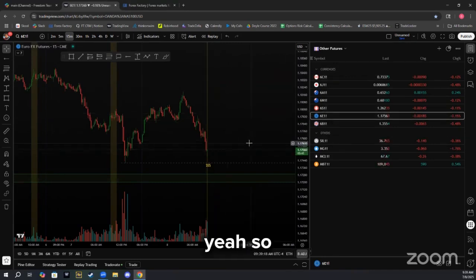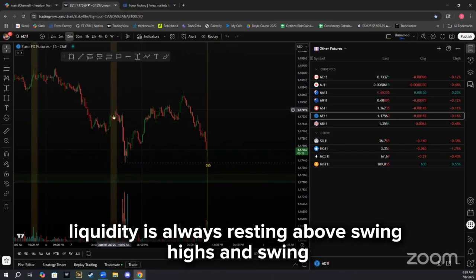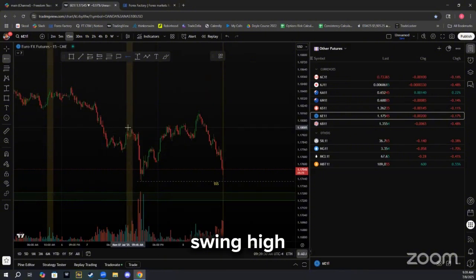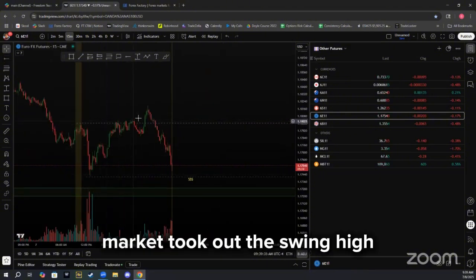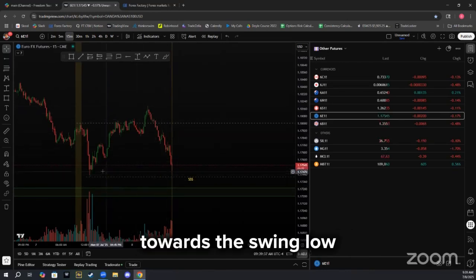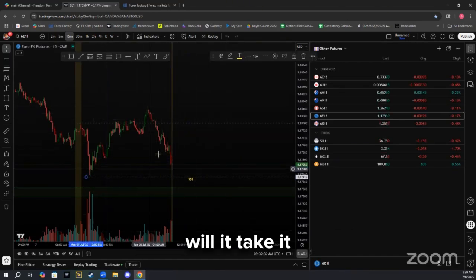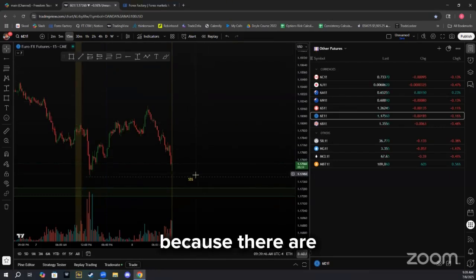Yeah, okay. So the market will always be seeking liquidity, right? Liquidity is always resting above swing highs and swing lows. See here we have a swing high, right? And a swing low, and then the market took out the swing high, right? And now it's headed back towards the swing low. Will it take it? It doesn't have to, but it is likely because there is always liquidity there.